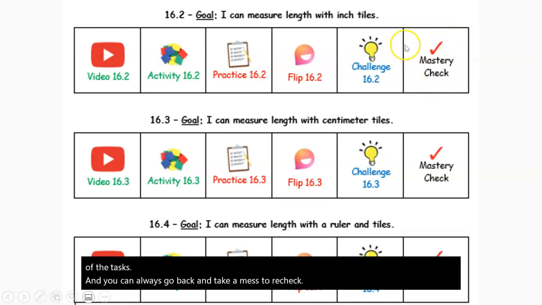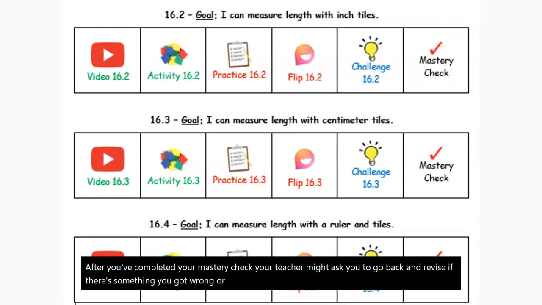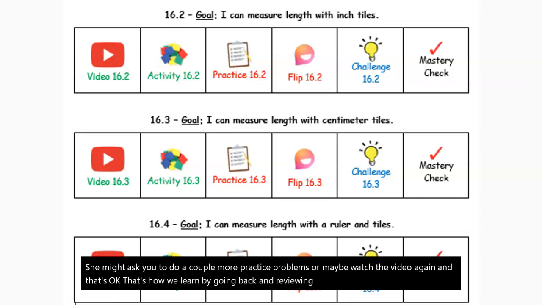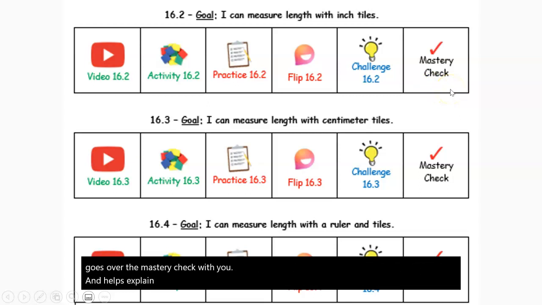Now, after you've completed your mastery check, your teacher might ask you to go back and revise if there's something you got wrong or something that it looks like you're not fully understanding. She might ask you to do a couple more practice problems or maybe watch the video again, and that's okay. That's how we learn, by going back and reviewing the information and making sure that it's making sense. Your teacher might also ask you to come for a conference where she goes over the mastery check with you and helps explain the part that was confusing. Both different ways are great ways for you to learn the information that you missed.